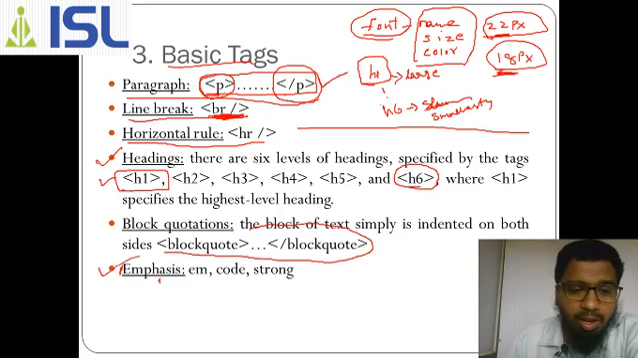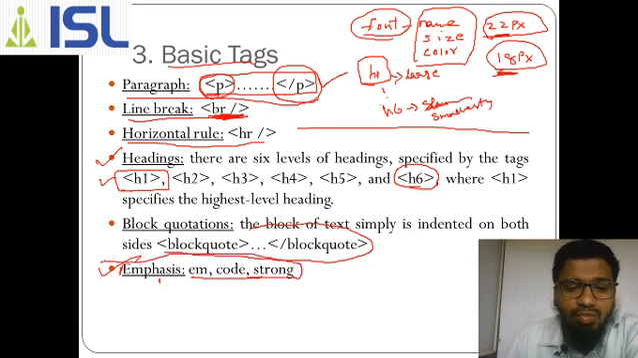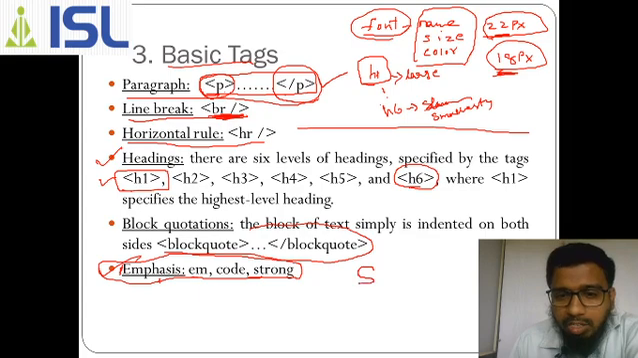Okay, and emphasis is em, and strong. What does emphasis mean? Like here a paragraph is written, but can you see the underline? Underline is nothing but an emphasis. Emphasis as well as strong, like dark. Strong will be like dark. That is, in MS Office we can see bold.